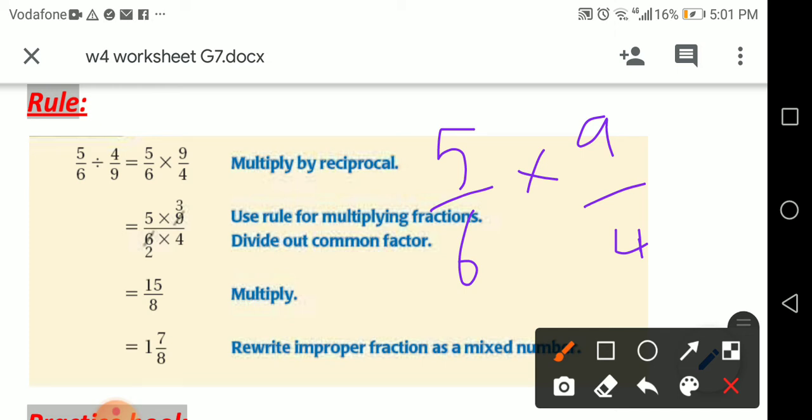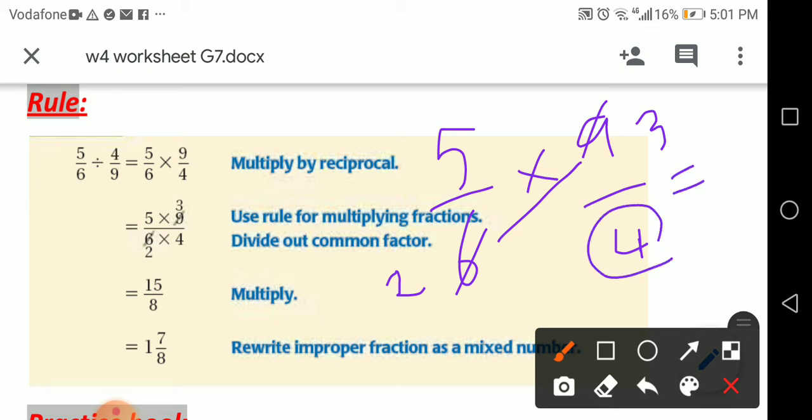Do I have any common factor? Yes, we have. 6 divided by what and 9 divided by what? The common divisor is 3. So 6 divided by 3 gives me 2. 9 divided by 3 gives me 3. Then I multiply easily.